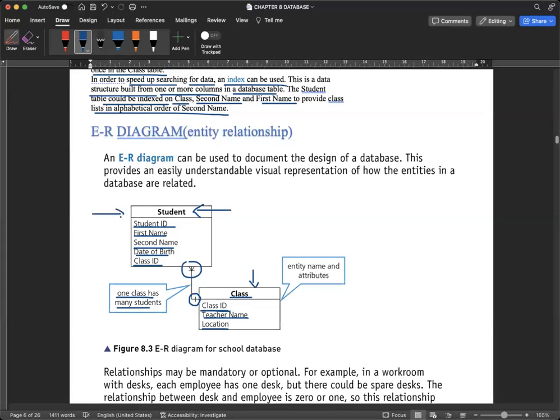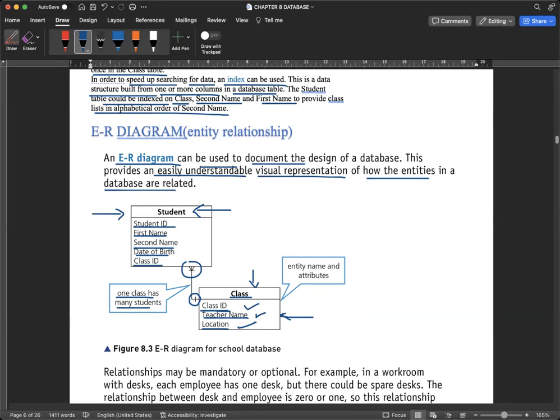So we are going to represent our tables in the form of boxes. Look how easy it is. This type of representation is called ER diagram. So instead of making big tables, you're going to represent your data in a document in a pictorial way. This provides an easy, understandable visual representation of how entities in a database are related. Entities means columns, right? Fields, look. They are also called attributes, remember?